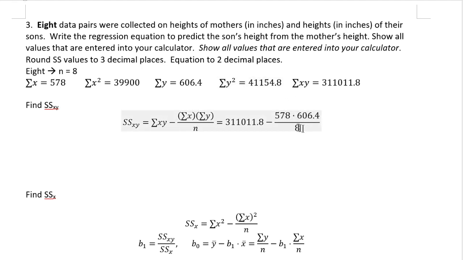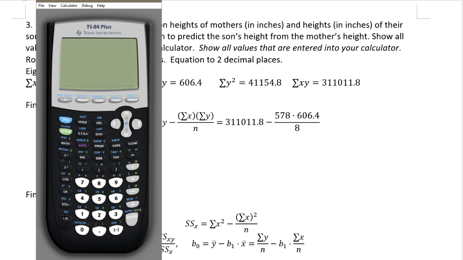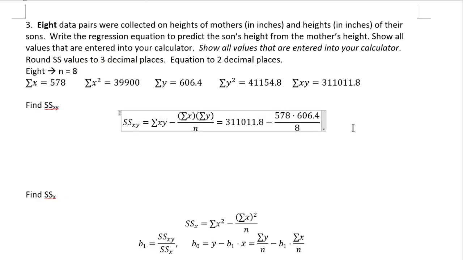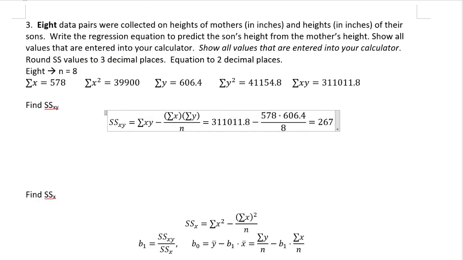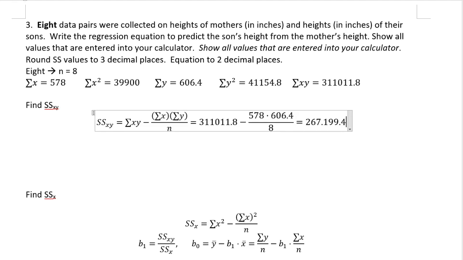All right. Now let's put this into the calculator. 311,011.8 minus 578 times 606.4 divided by 8. Enter, you get 267,199.4.